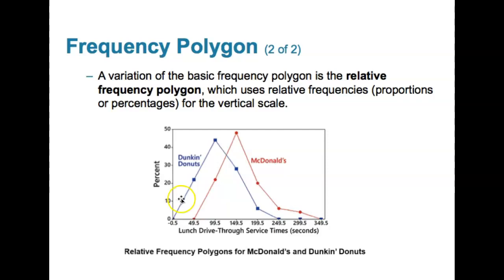This relative frequency polygon displays data from 2 sets: service time measured at McDonald's and Dunkin' Donuts. We can see from this graph that the mean service time for McDonald's is approximately 150 seconds, and Dunkin' Donuts' mean service time is around 99 seconds.